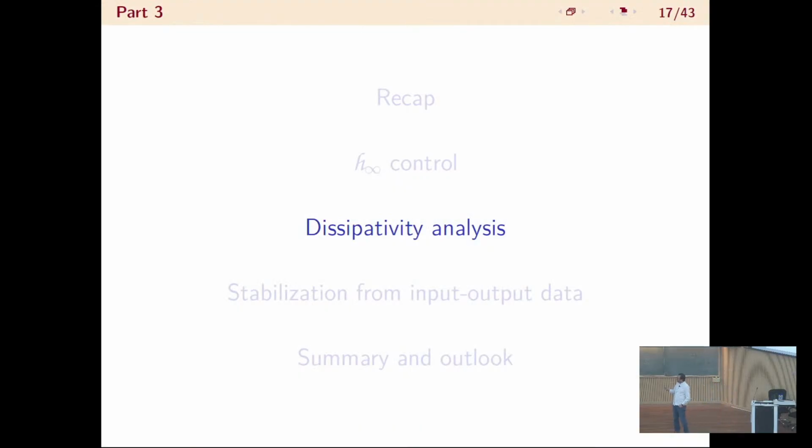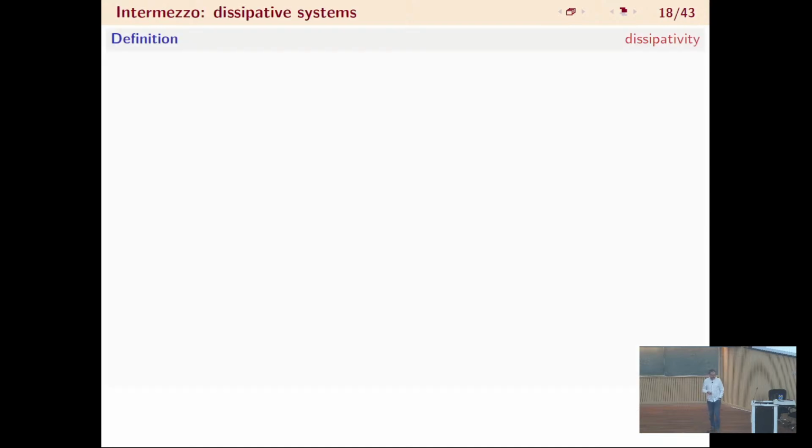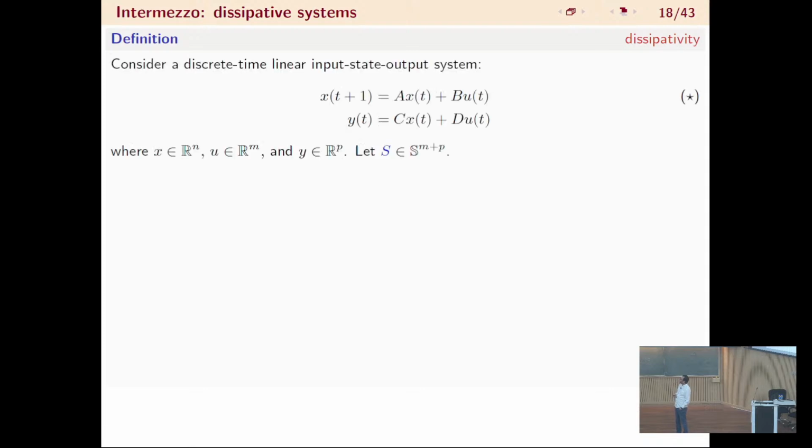The second problem I'm going to look at is dissipativity analysis from data. Well, first of all, I want to talk about dissipative systems. I'm going to define mathematically what dissipativity means, and I'm going to discuss the physical intuition behind it.